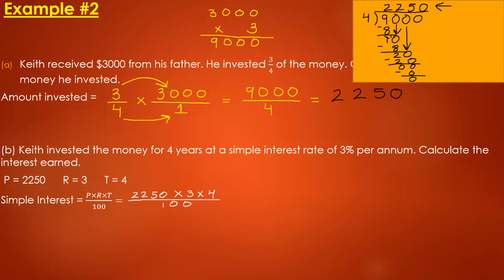All right, now at this point, what's the first thing we're going to do? Cancel out the zeros. Very good, we're going to cancel the zeros. So this 0 goes with that 0. What we have left is 225 times 3 times 4 over 10.